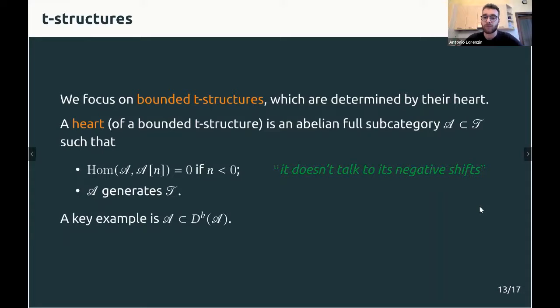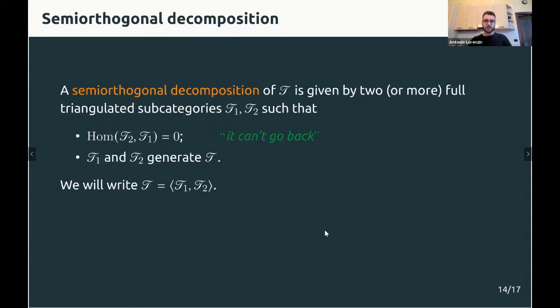And of course, an example is needed here. And the very important example is that the abelian category is always a heart inside its bounded derived category. This is very important. And now that I described what these structures are, we can go to semiorthogonal decomposition.